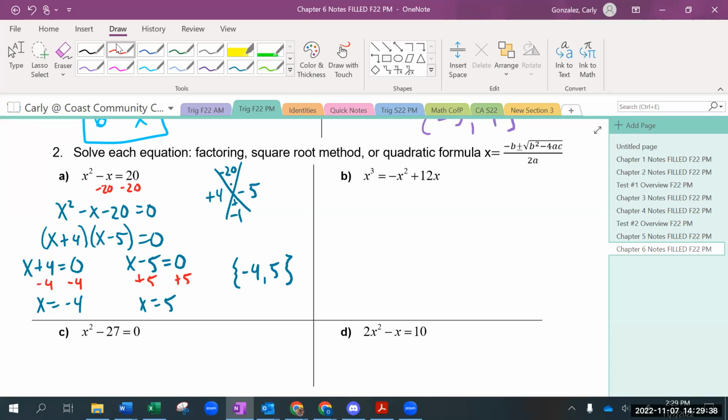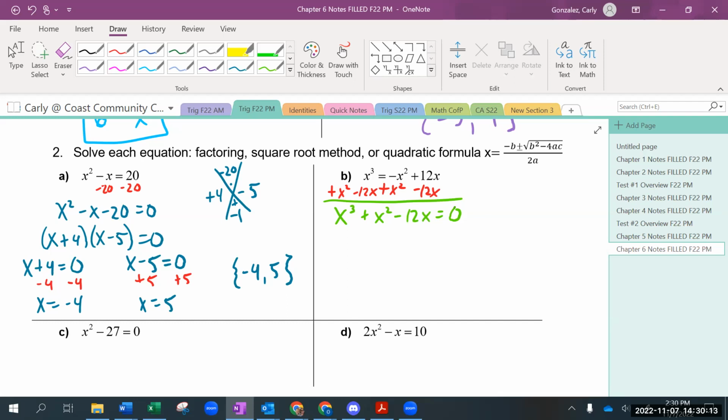So I would like to keep our highest power of x positive. So since x cubed is positive, I'm going to move everything else from that right-hand side over to the left. So I will add x squared to both sides, and I will subtract 12x from both sides. And that will give us x cubed plus x squared minus 12x equals 0. So now that it's 0, we can utilize our factoring in order to solve.